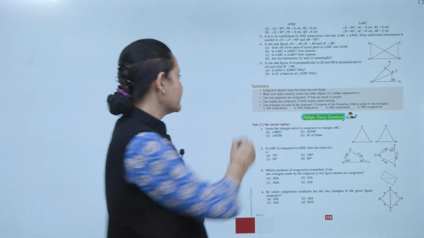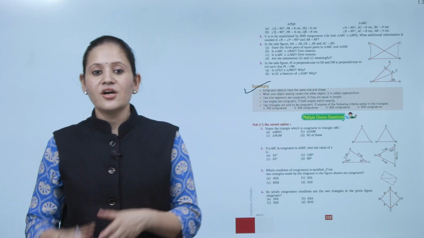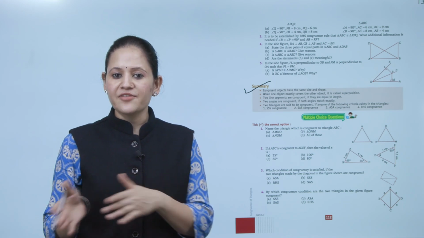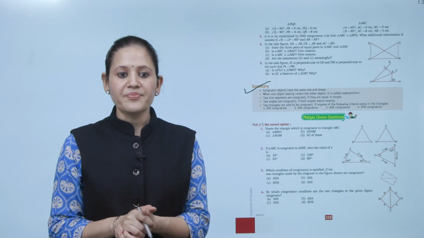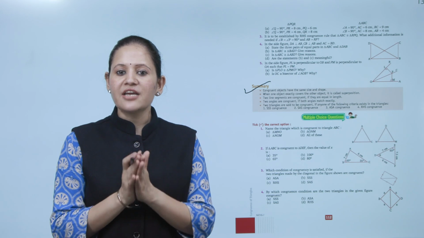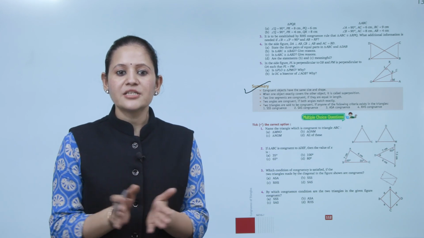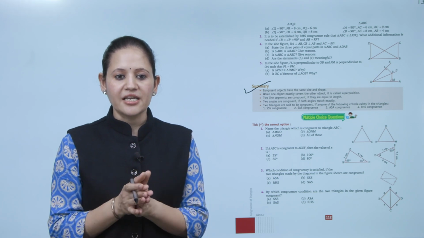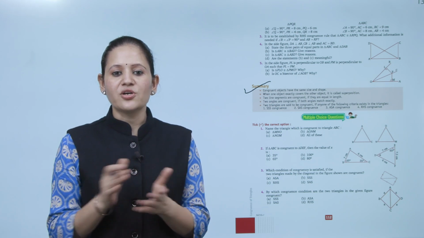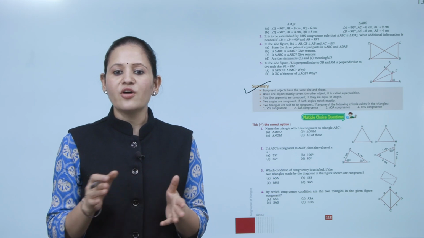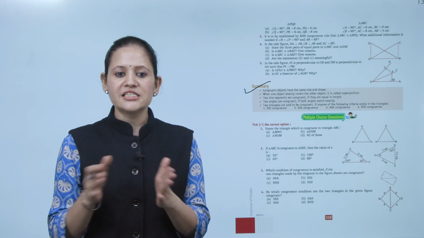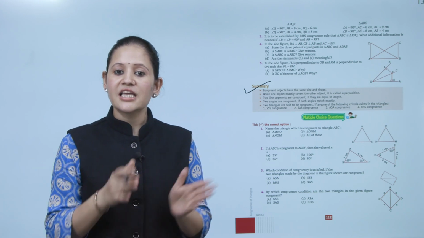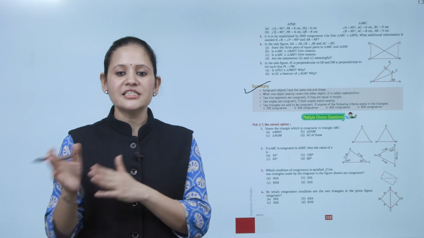Next is the summary. Congruent objects have the same size and shape. When one object exactly covers the other object, it is called superimposition. Two line segments are congruent if they have equal length. Two angles are congruent if both angles match exactly. Two triangles are said to be congruent if any one of the following criteria exists: SSS congruence, SAS congruence, ASA congruence, or RHS congruence.